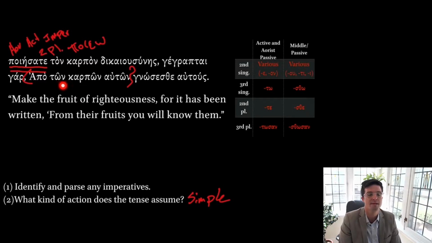Notice that we have ton karpon in the genitive, because why? Yep, because it is the direct object of the preposition apo. And then this genitive, auton, shows possession. It shows whose fruits, namely their fruits. And then we have a future middle indicative from ginosko, gnosesthe: you all will know them. Autous is our accusative object here.